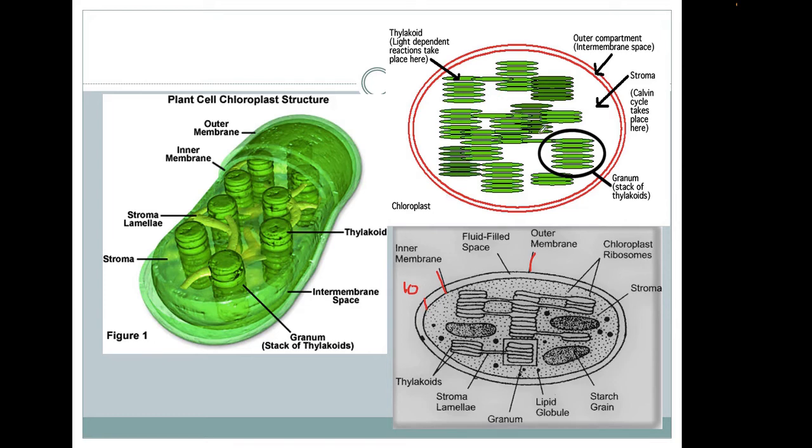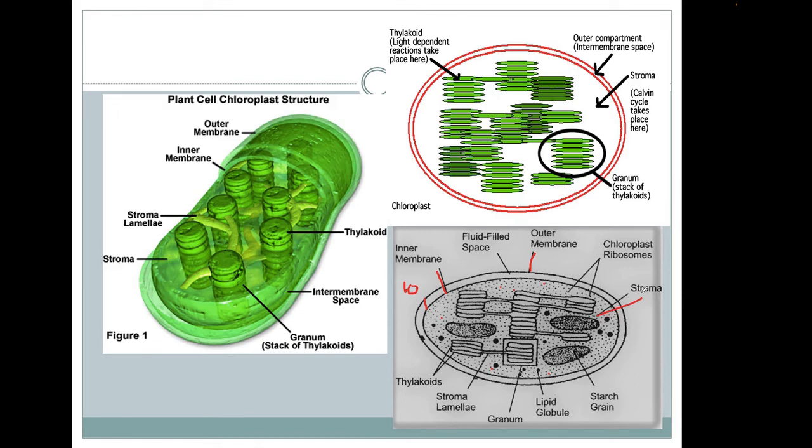So the inner space of the chloroplast is filled with a colorless homogeneous matrix called stroma. This one is the stroma. These all are the stroma. So the inner space of the chloroplast is filled with a colorless homogeneous matrix called the stroma.